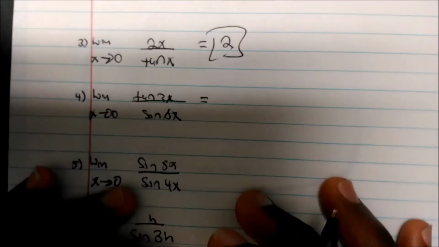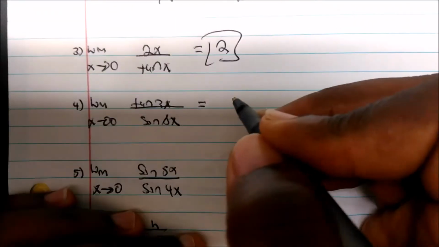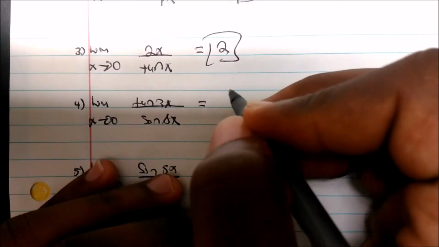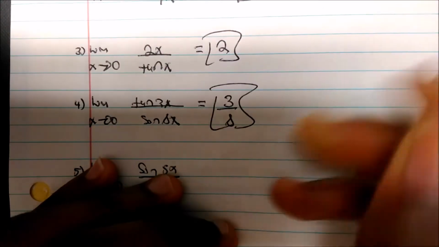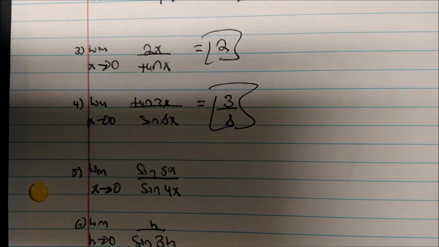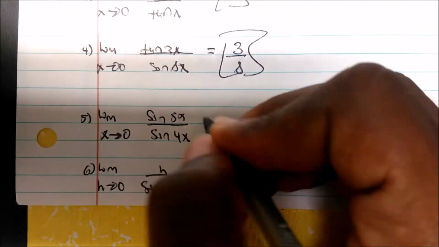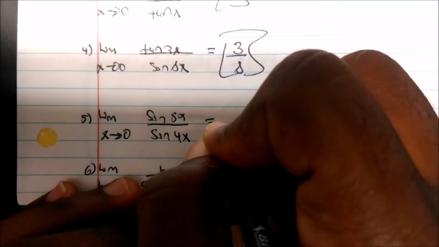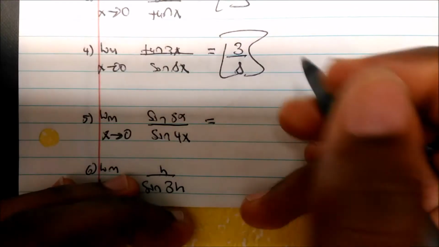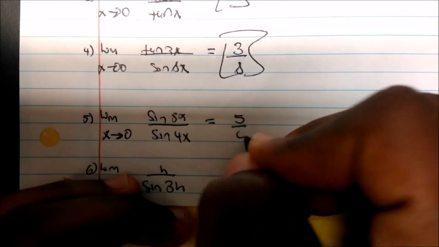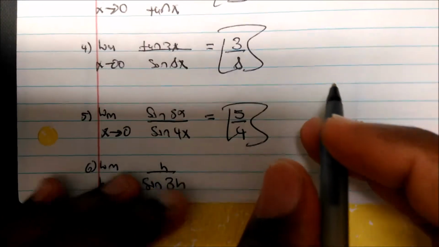What do you think this one will be? Well, tangent of 3x divided by sine of 8x, again, is a coefficient. So the limit is going to be 3/8. And there's going to be a pattern here that you guys will see. What about this one? The limit as x approaches 0, sine of 5x divided by sine of 4x. Again, the coefficients. And the reason behind this is the squeeze theorem.